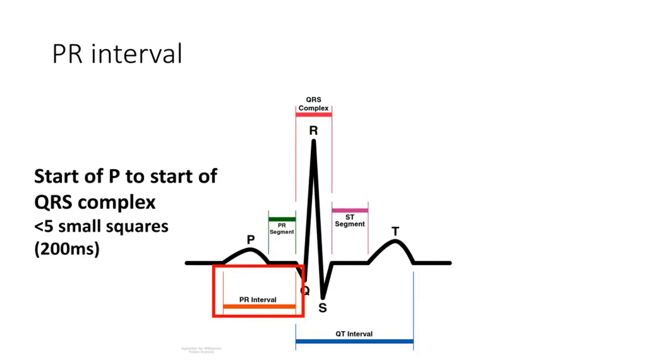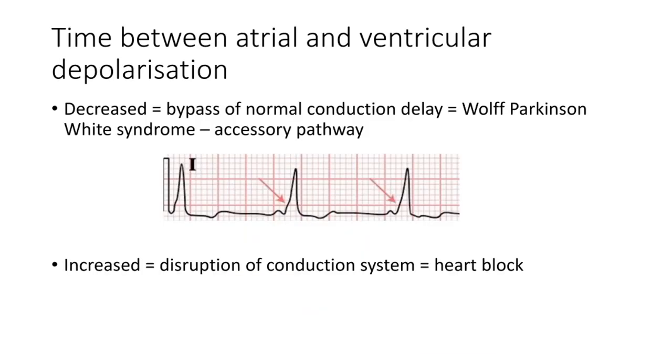Okay, PR interval is measured from the start of the P wave to the start of the QRS complex, and it should be less than 1 large square. It represents the time between the atrial and the ventricular depolarisation, and it can be decreased by the bypass of the normal conduction delay that we see at the level of the atrioventricular node. And this pathway bypass is caused by an accessory pathway, such as in Wolff-Parkinson-White syndrome.